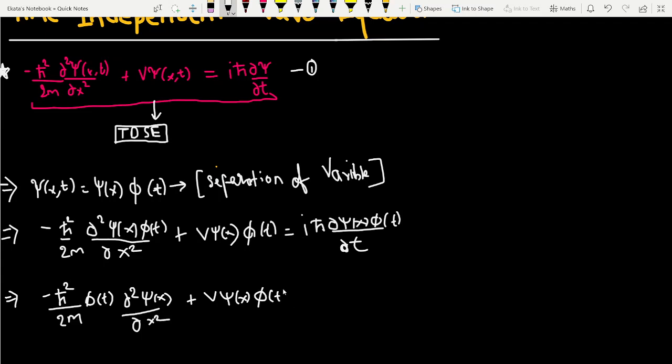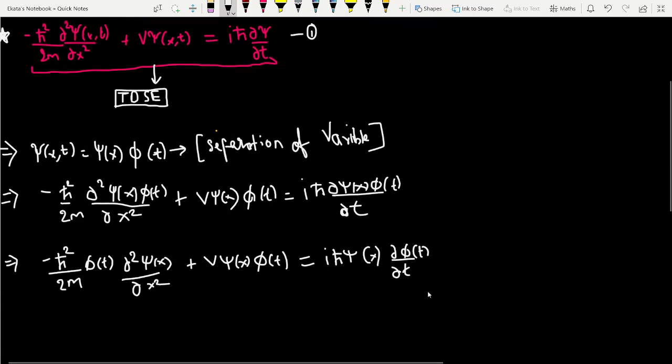Okay, now doing the right hand side, the same thing that we have done on the left hand side, we are partially differentiating with respect to t. It means psi of x is now treated as a constant, and we can just take it out from our equation. And so our equation looks very simple now. This is the final form of the equation that we obtain.